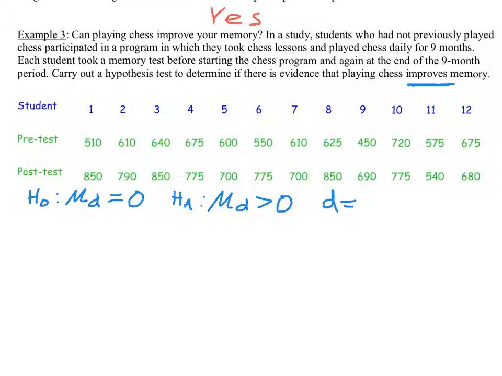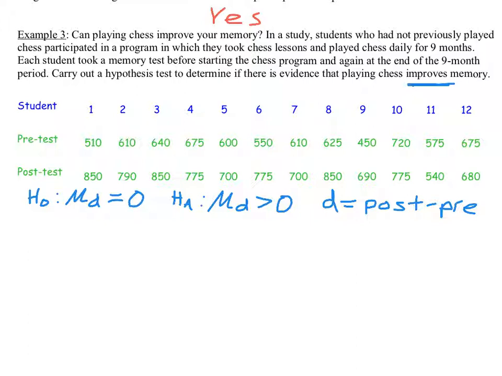So I'm going to write that the difference that I used is post minus pre. And so if I want memory to improve, then post minus pre needs to be positive. If you subtract the other way, if you do pre minus post, then you want the difference to be negative.